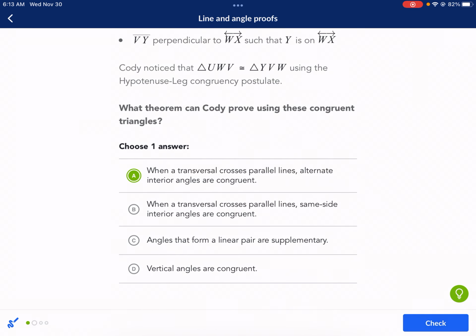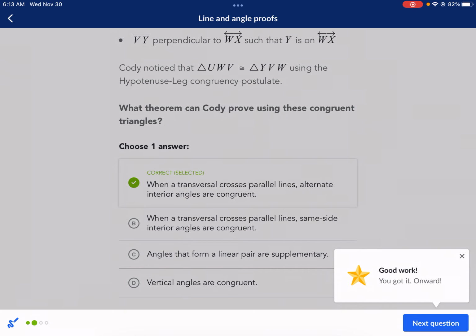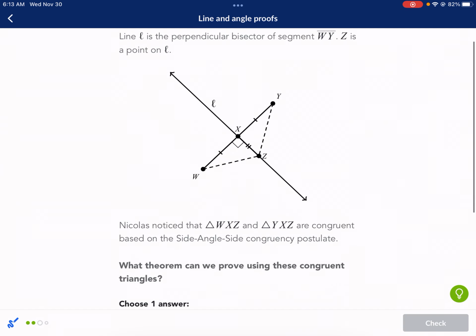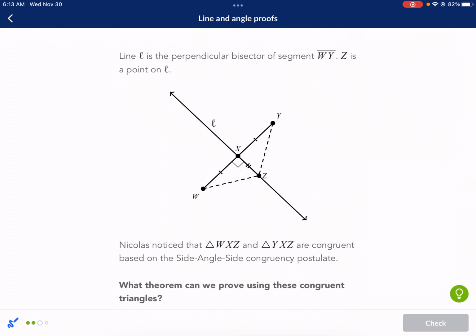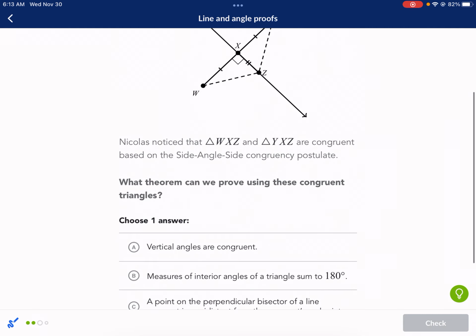Some of them might have just straight up bad choices, like letter B was a bad choice, but that one was actually a little bit tougher. Line L is perpendicular bisector of segment WY. Z is a point on L. Okay, so it's giving us a lot of information in this diagram. Maybe I'll talk about that in a little bit.